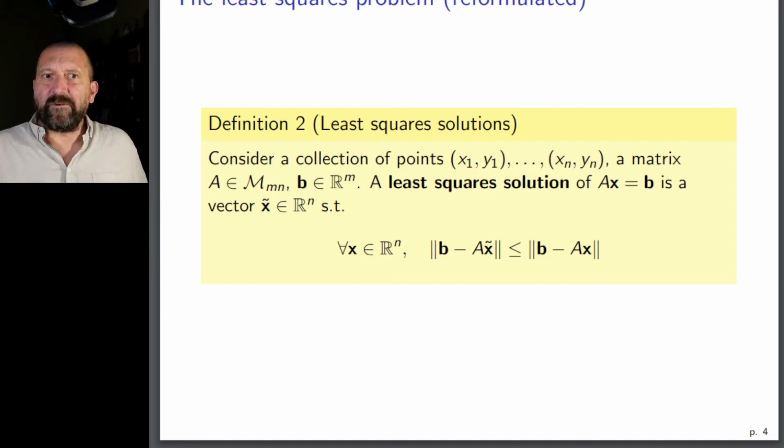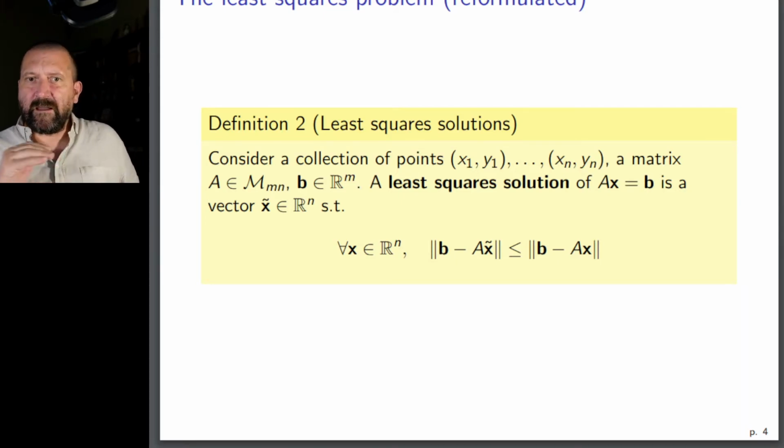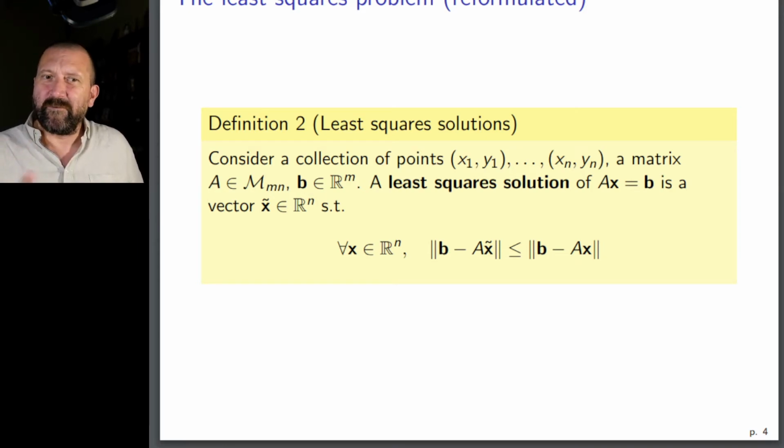Let me consider a collection of data points x1, y1 to xn, yn, and a matrix A that I'm going to take as having m columns and n rows, which is not the notation we have used in the past, but this is a definition, it doesn't really matter. The important thing is A has the same number of rows as the vector b here.